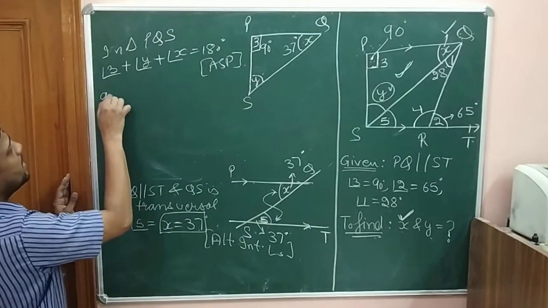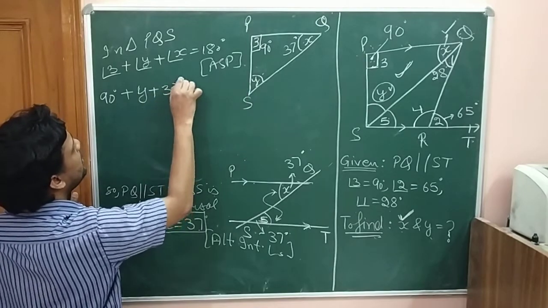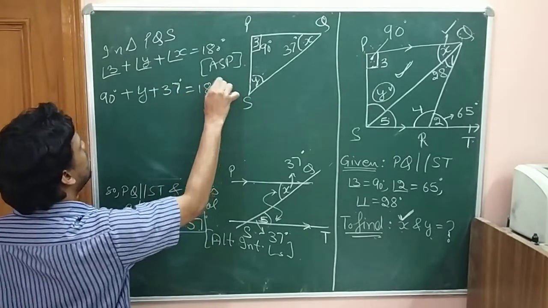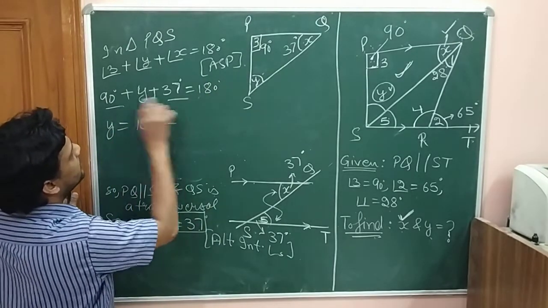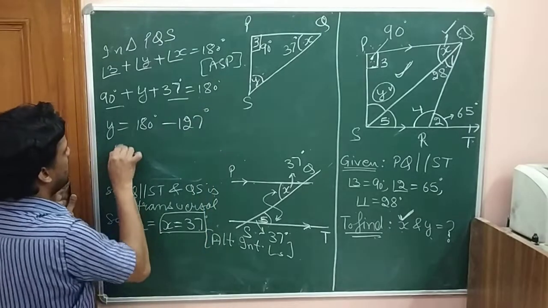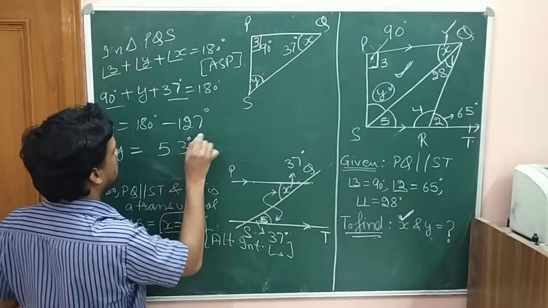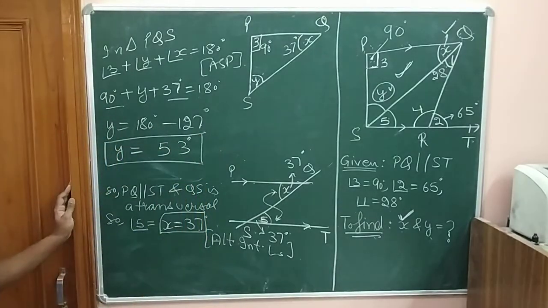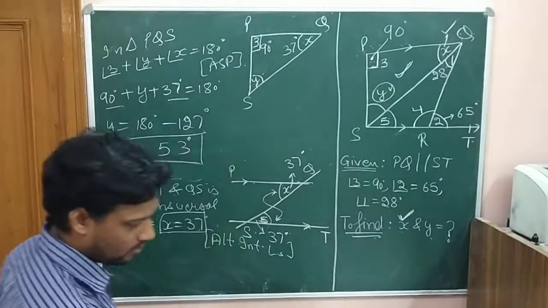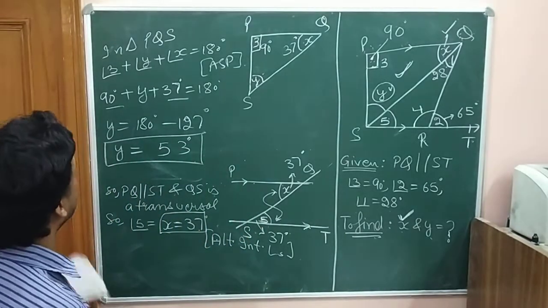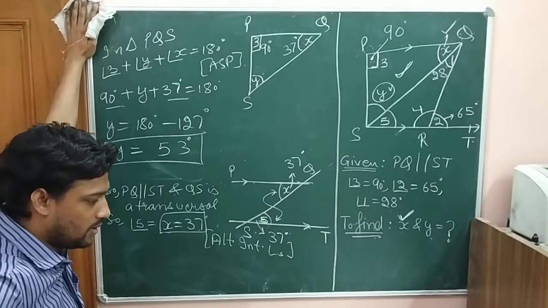Angle 3 is 90 degree. Angle y, you have to find angle y. Angle x is 37 degree. Add these two angles and subtract from 180 degree. So angle y equals 180 minus 127. 10 minus 7 is 3, and 7 minus 2 is 5. x is 37 degree and y is 53 degree. Clear? This is question number 5.